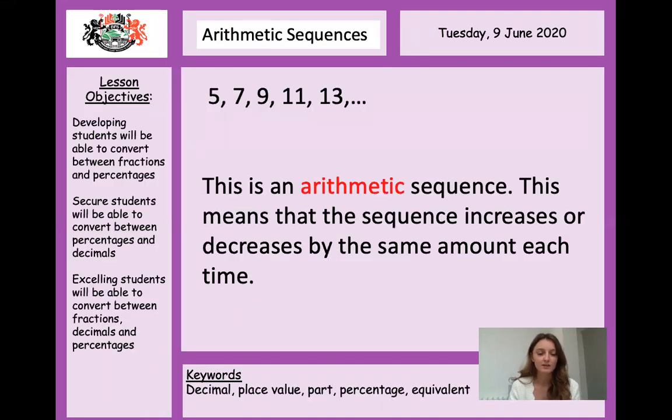Right, starting off then, here we can see a basic sequence, which, like I said, is kind of a recap for us. Something like this is the basic, the arithmetic sequence. We can see that it's going up in 2s. An arithmetic sequence increases or decreases by the same amount each time.